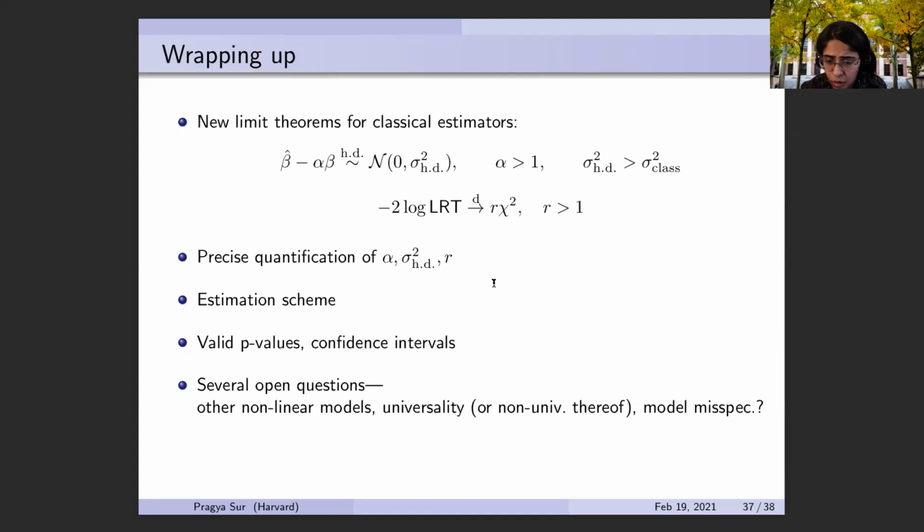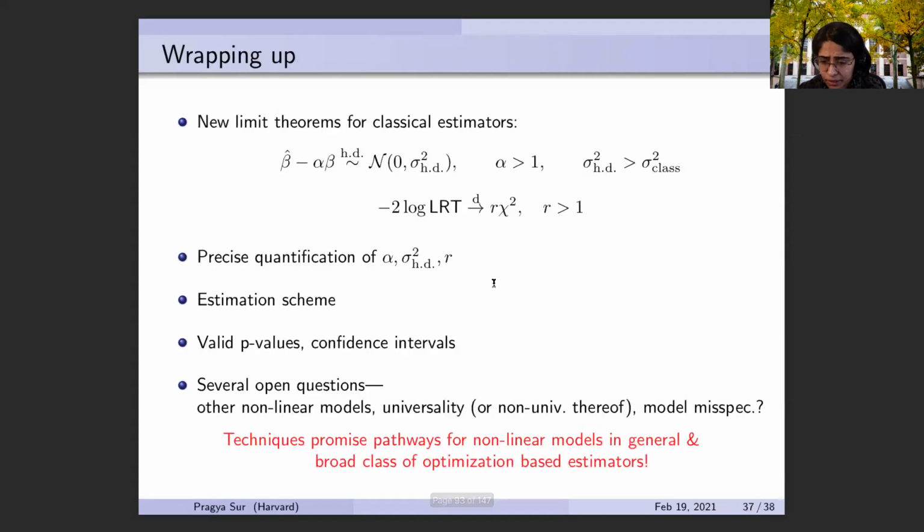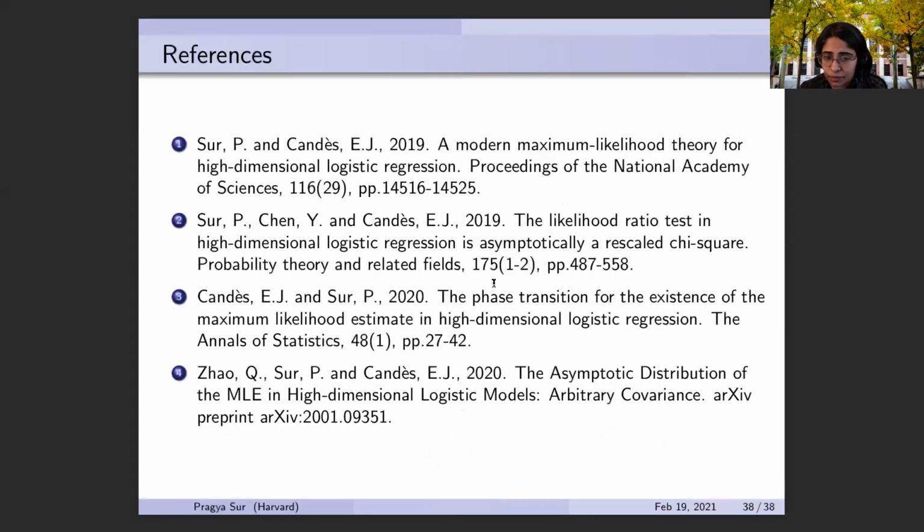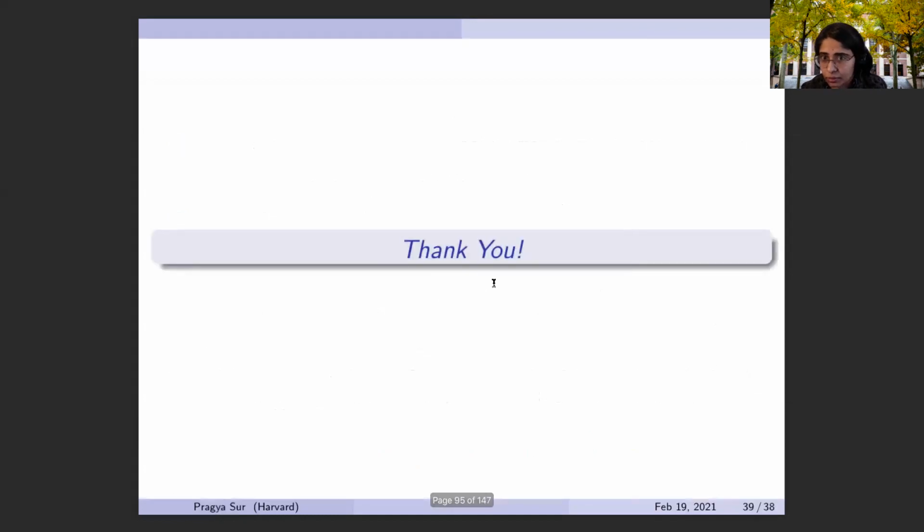Universality or based on the design matrix assumptions, or non-universality thereof, other nonlinear models, model misspecifications, etc. But the techniques we had can be useful broadly in understanding a lot of nonlinear model settings, I think, and a lot of optimization-based estimators. So, hoping that that can be useful in the future as well. So these are the references, but they are also there in detail on my webpage. And thank you so much for your attention.